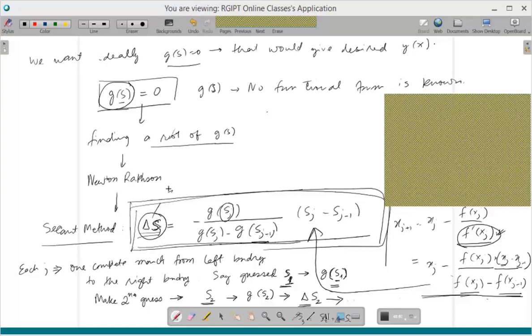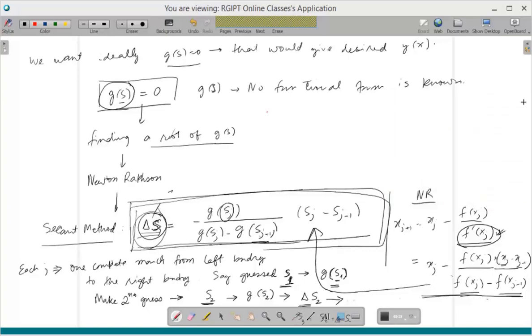In either case, these two conditions may coincide, which would happen when g of s is actually a root. But it may so happen that the method you're using to solve your IVP is not good enough. That means the method you're using to go from the left end to the right end, if it's not a good method, then you may keep on getting delta s zero, but g of s may not be zero. Ideally, you want g of s to be zero. You also want to stop in such cases.